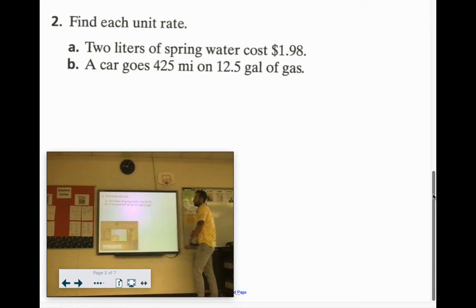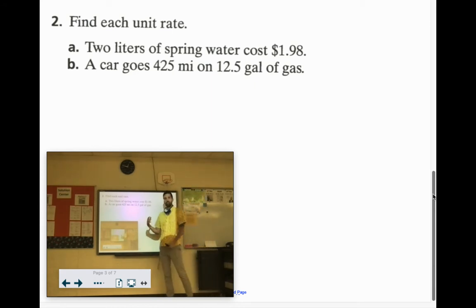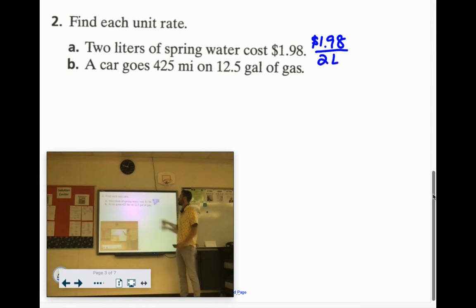2 liters of spring water costs $1.98. So finding the unit rate would be finding the cost per liter. So we're going to say 1.98 divided by the 2 liters, and that will give us 99 cents per liter.